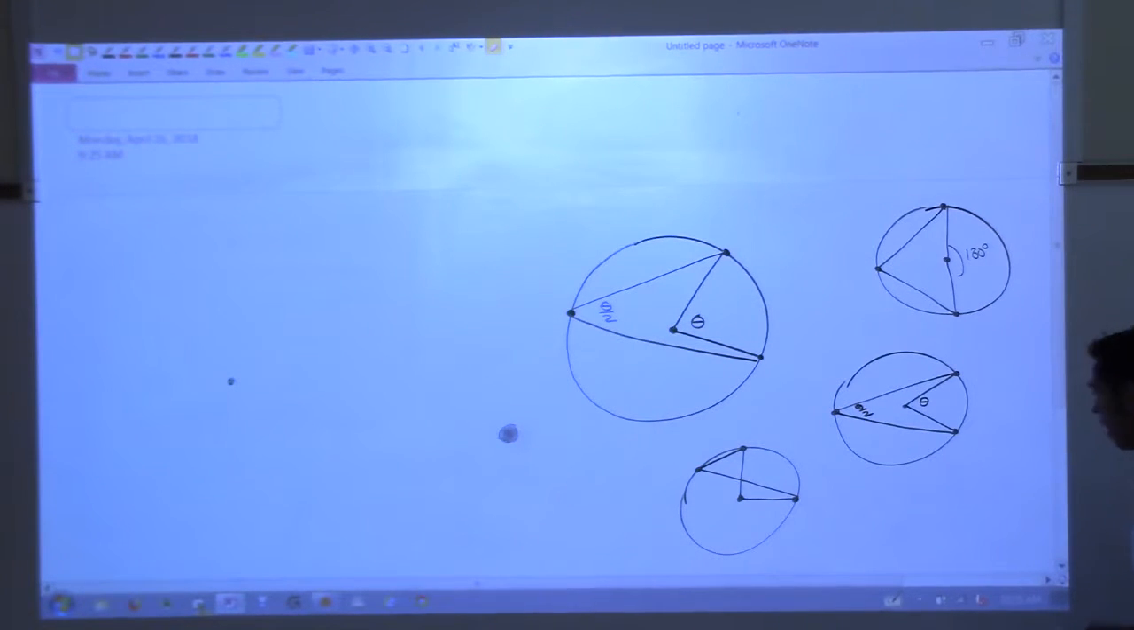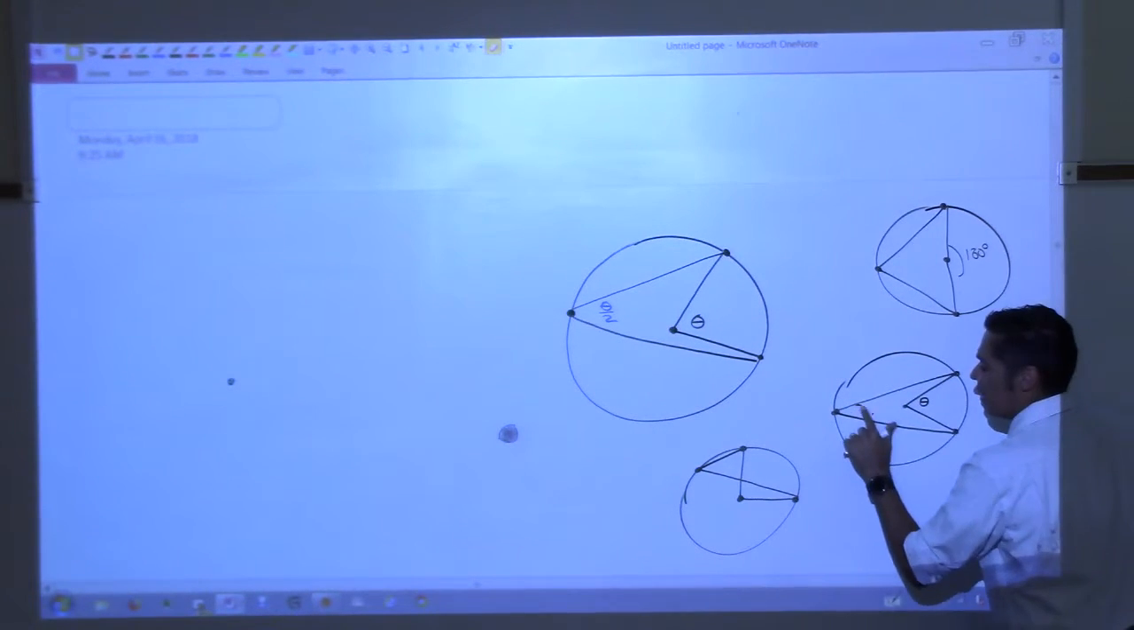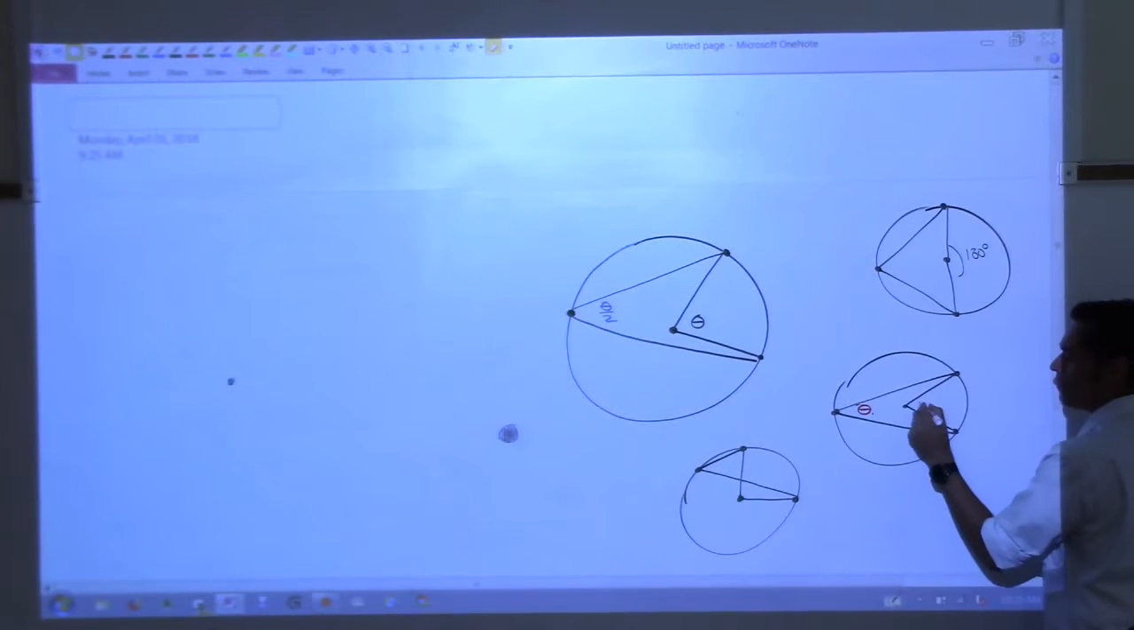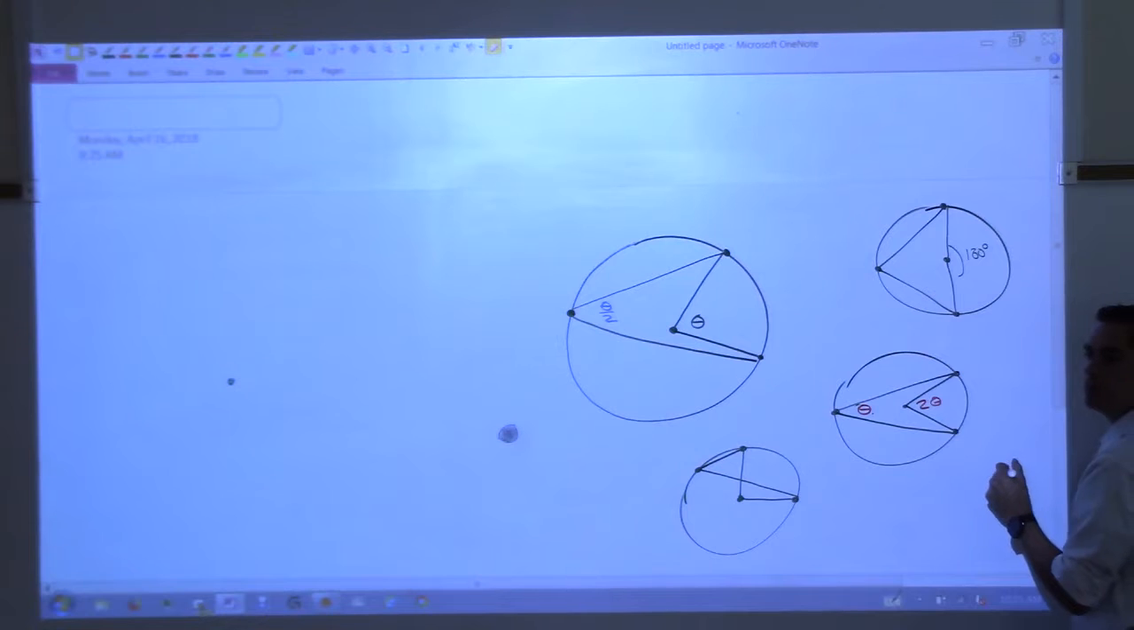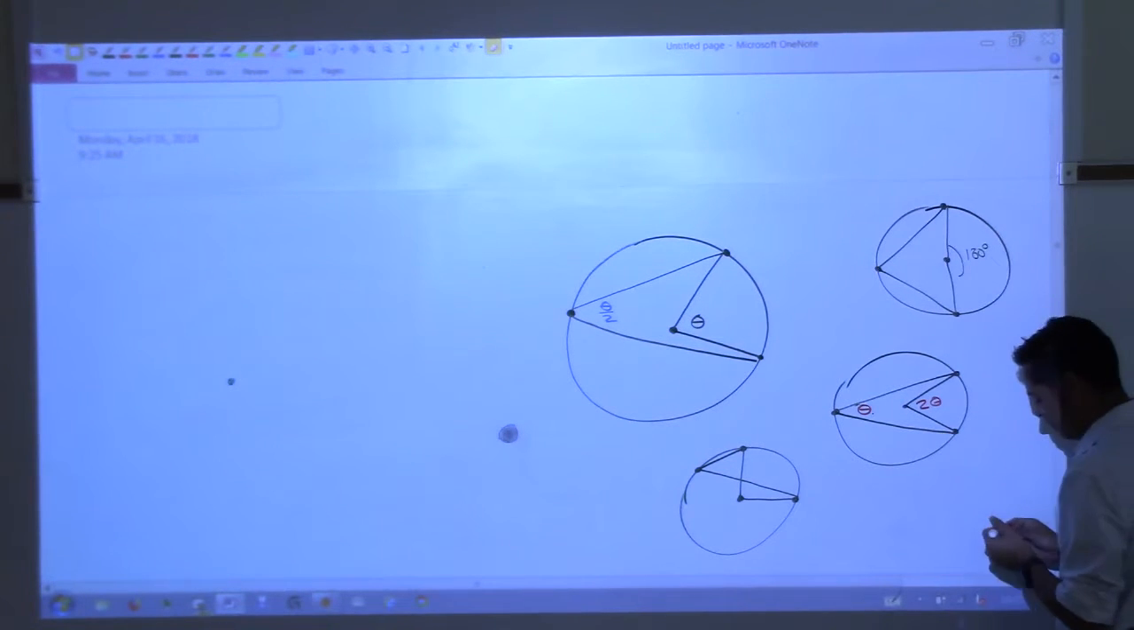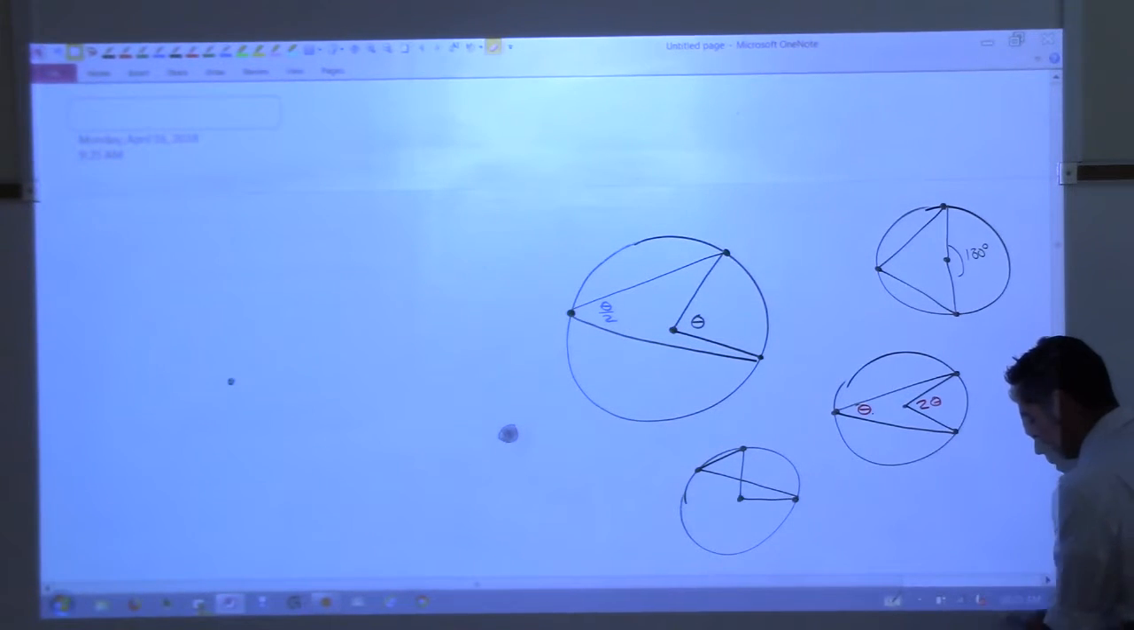Also, if this angle is theta, then what's this angle? 2 theta, right? That's the way we're going to use it. So let's go back to our picture again. That should help significantly.